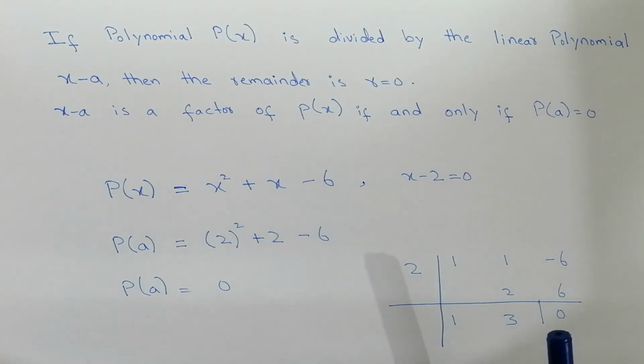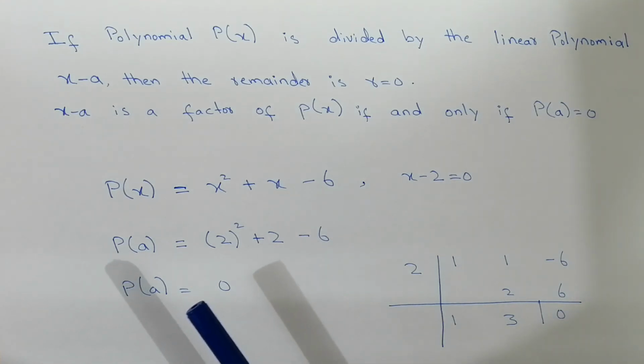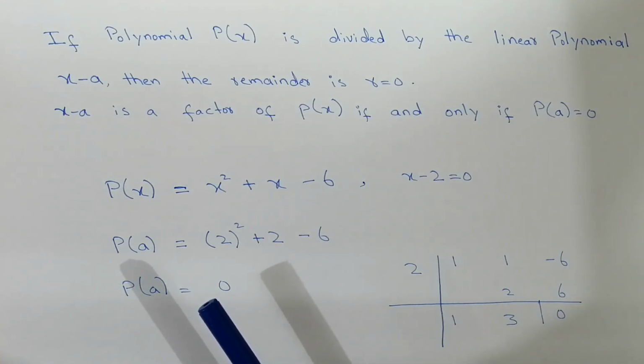So now here the remainder comes 0. So remainder is 0 and p of a is also 0. So that satisfies the condition of the factor theorem. I hope you understand.